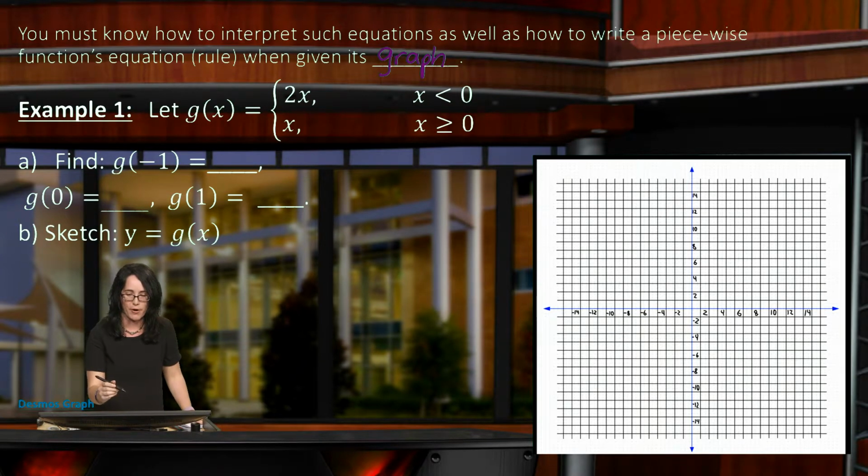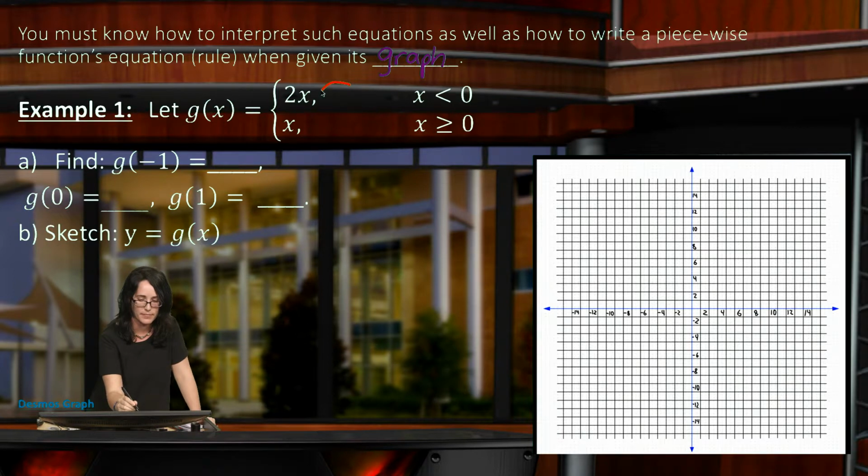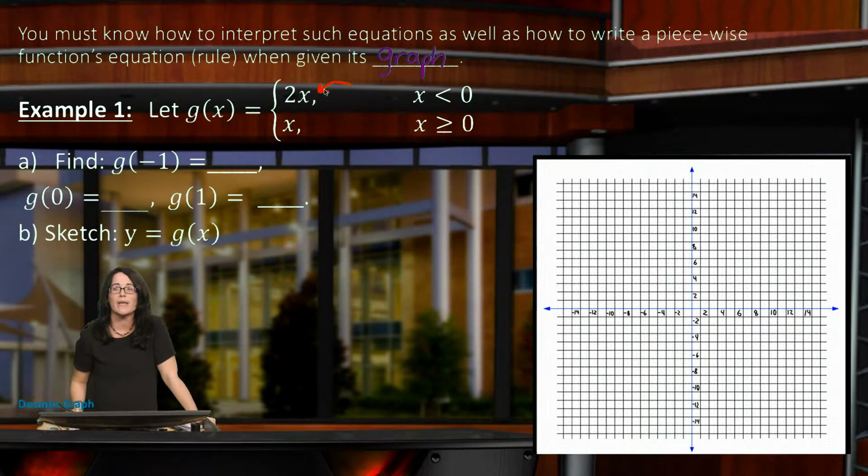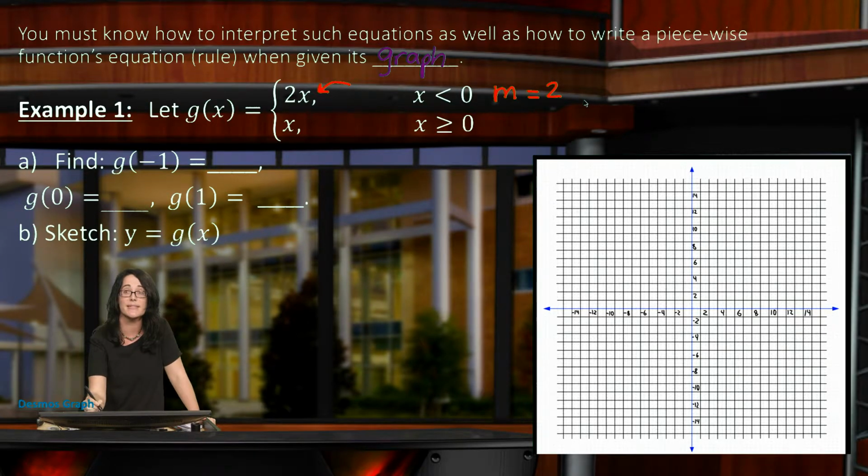We see the first part, the first piece of the function is y equals 2x. And you'll notice that I keep saying y equals because a function, g of x or f of x, is really your output. That is your y value. Okay, so y equals 2x. Let's take a look at that. So y equals 2x, we need to notice again what type of function is that piece. And again, it's a line. It's a line whose slope is 2, and it's a line whose y-intercept is 0.